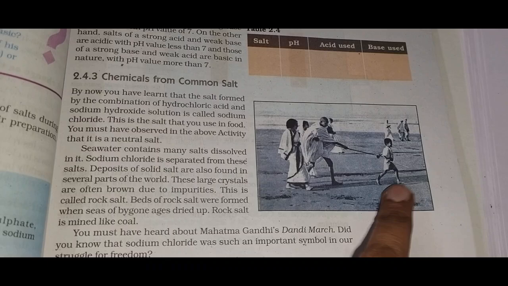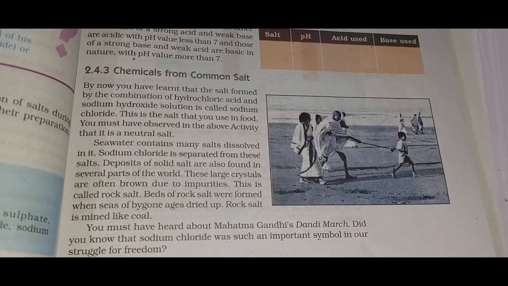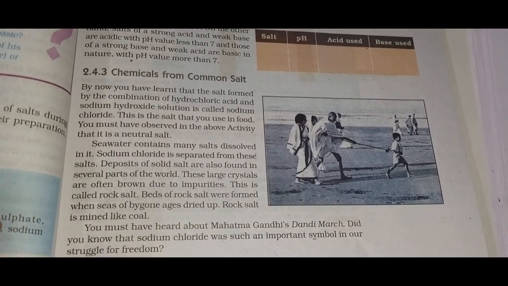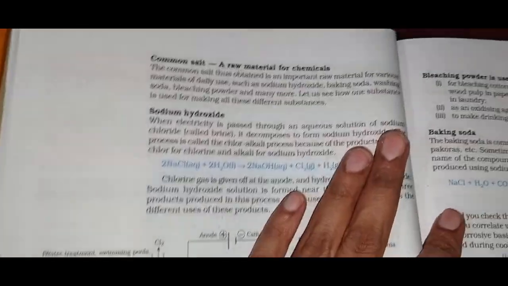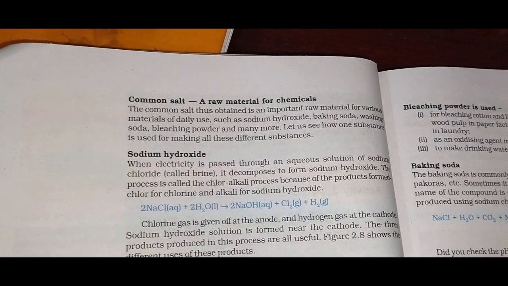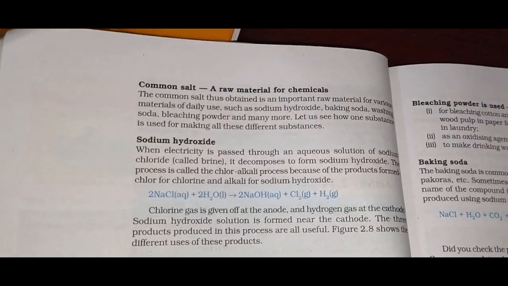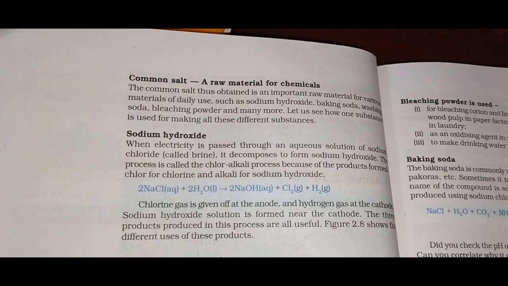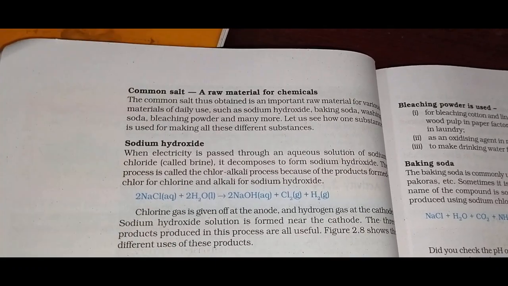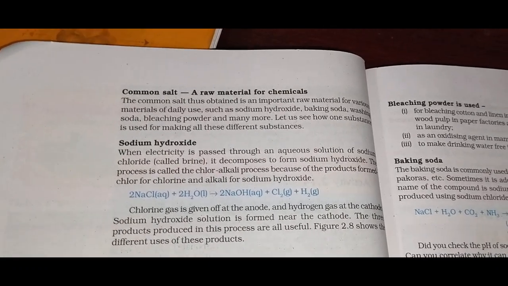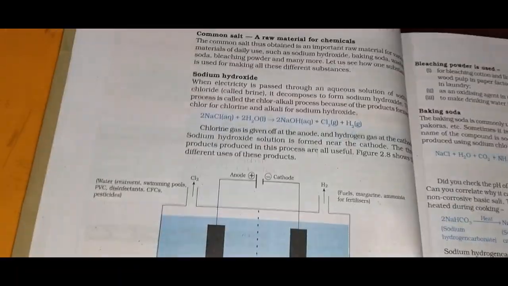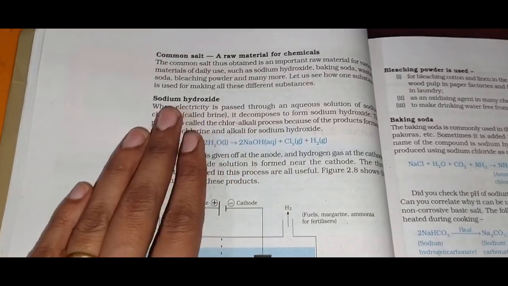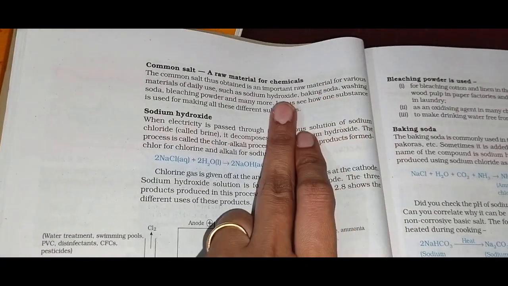You must have heard about Mahatma Gandhi's Dandi March also. You know that sodium chloride is that important in our freedom struggle also. Yes, no? So this common salt is very useful not only to cook our food, but also it is an important raw material for our daily use, such as we can prepare sodium hydroxide, baking soda, washing soda, bleaching powder, and so many compounds from this. Let's see how we can prepare these compounds from common salt. The first one I mentioned, sodium hydroxide.